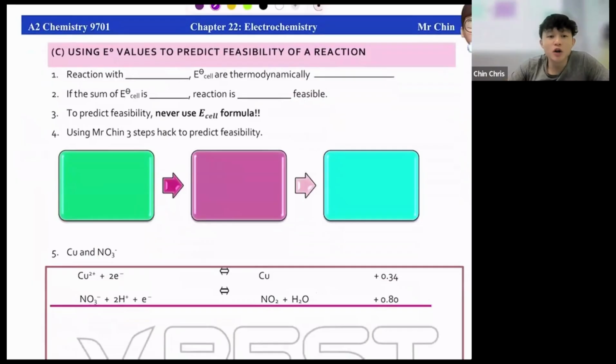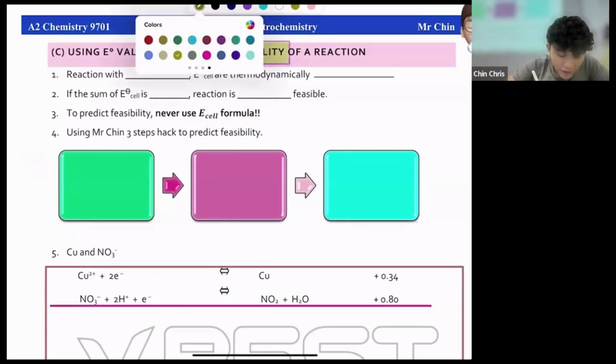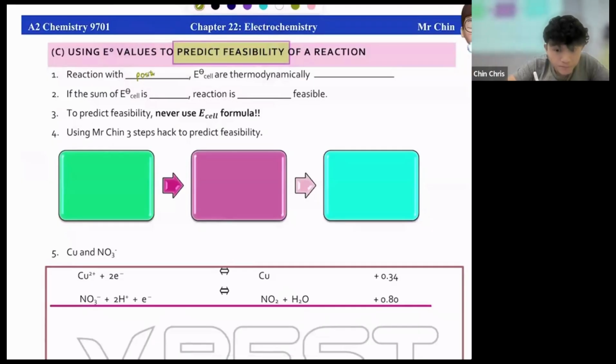Okay, let's go. So using E naught value to predict feasibility. Guys, now, the moment you see the word predict feasibility, it is a different topic now, yeah, guys. It's a totally different topic with a totally different method. Okay, so we're going to use another method to solve it. So guys, again, when you have any reaction with a positive E cell, it is thermodynamically feasible. Okay, so positive E cell, thermodynamically feasible. But if it's negative, the reaction is not feasible.